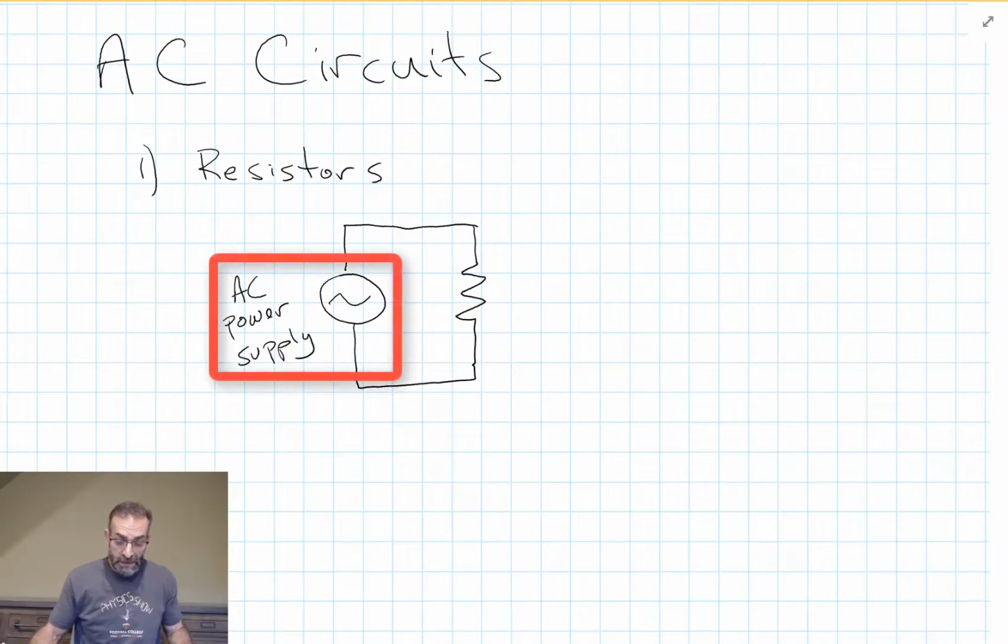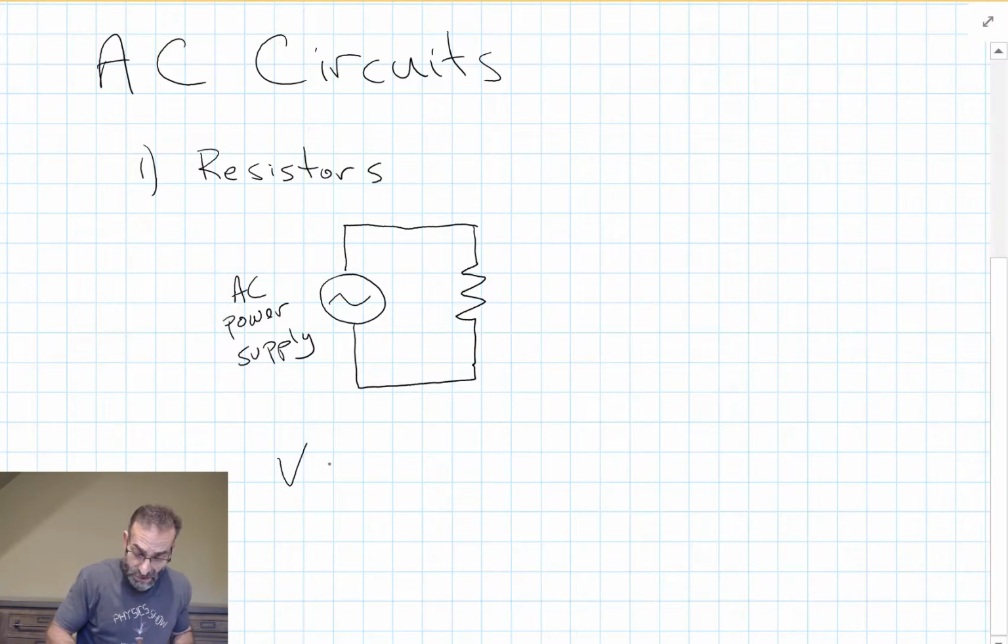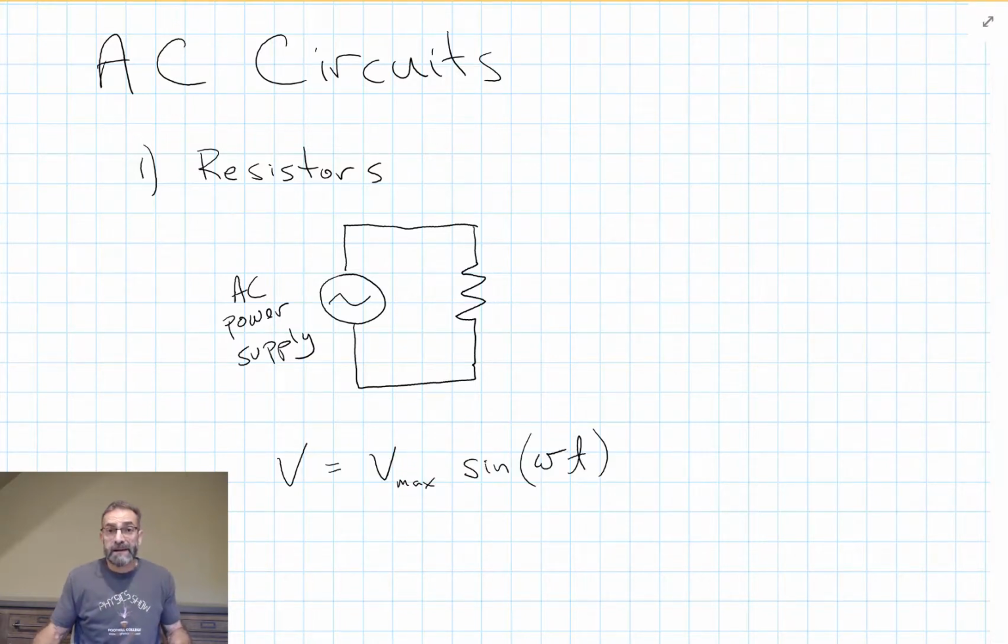This symbol is for an AC power supply. The voltage it produces changes in time according to a sine wave, typically. We could also have something that produces a square wave or a sawtooth wave or something like that. But in most of our circuits, we deal with potential that's changing as a sine function because that's what we get delivered to our house. We know that for a resistor, V is equal to IR.